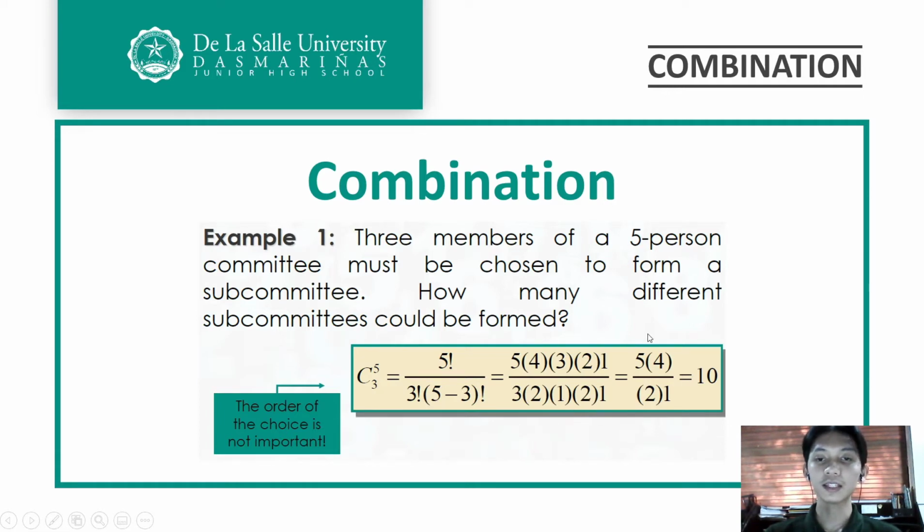Before proceeding to the next step, we may simplify this fraction by cancelling 3 times 2 times 1 in the numerator as well as the denominator. So we may get 5 times 4 over 2 times 1, which is also 20 divided by 2, which will give us 10. That means there are 10 different subcommittees that can be formed from this 5-person committee.